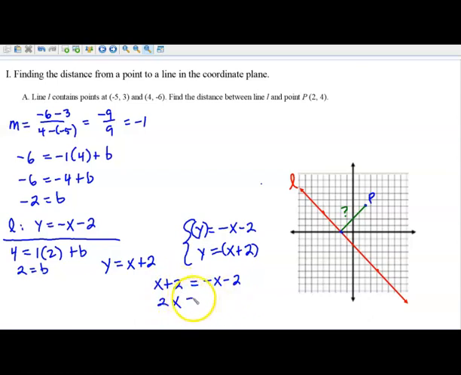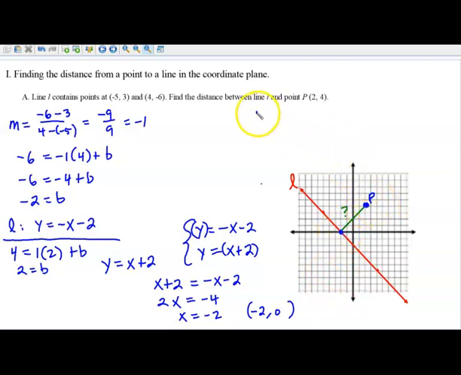I subtract 2 from both sides, that's negative 4. So I got the x value of negative 2. And then I can plug negative 2 back in, for example, here, and find out that y is 0. So the point of intersection, without me seeing the graph, I know that these two are going to intersect at negative 2, 0.